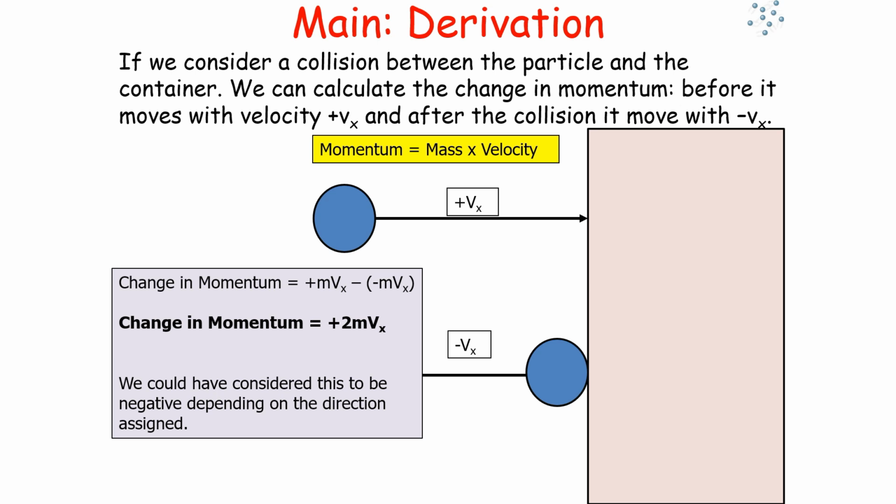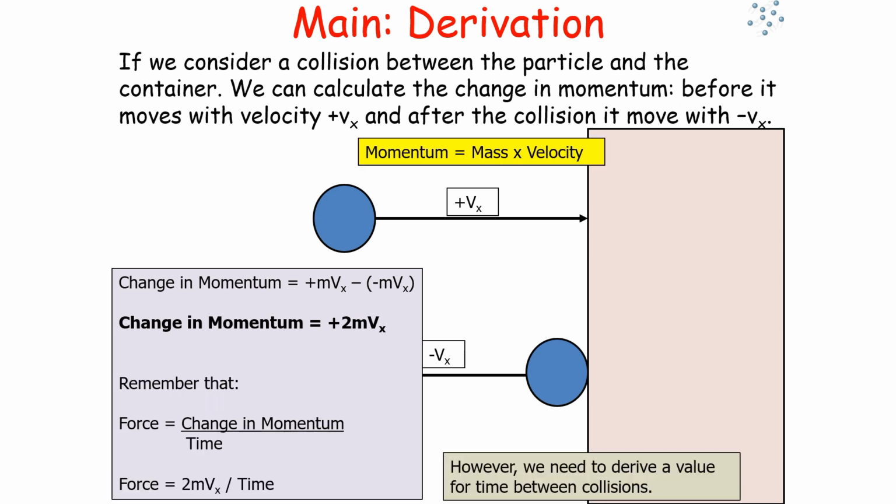So the momentum is mass times velocity, so it's plus mvx minus mvx. So the change in momentum is plus 2mvx. So that's an important idea. Now we also know that force is equal to the change in momentum divided by time. So force is equal to 2mvx over time.